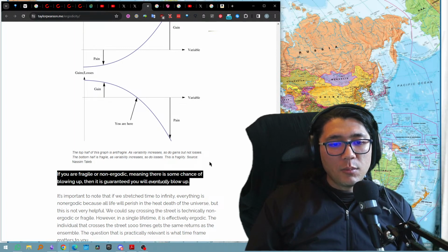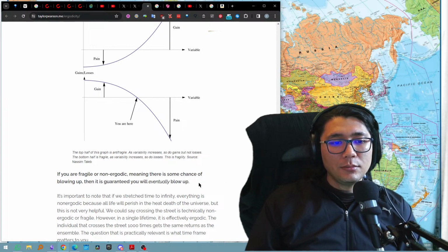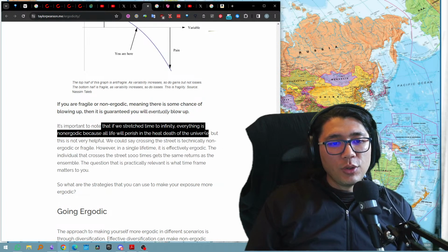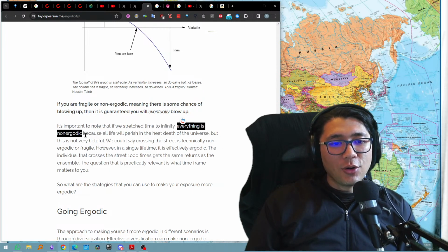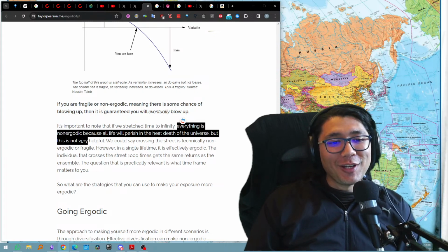If you are fragile or non-ergodic, meaning there is some chance of blowing up, then it's guaranteed that you will eventually blow up. It's important to note that if we stretch the time to infinity, everything is non-ergodic because all life will perish in the heat death of the universe. But this is not very helpful.